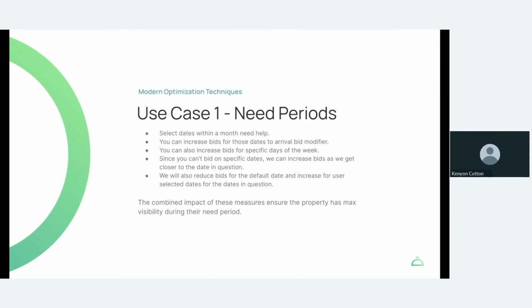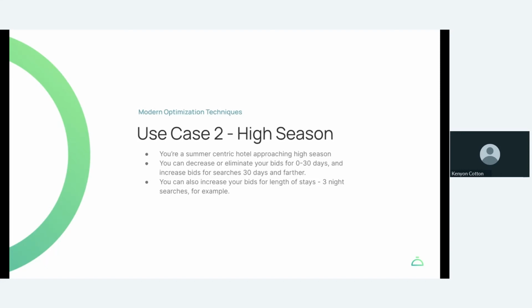Use case number 2, high season. I mentioned this a moment ago. Let's say you're a summer-centric hotel, you're coming into season. You can actually decrease or eliminate your bids for under 30 days. And like I mentioned earlier, increase your bids for 30 days and farther out. And as an example, you could also increase your bids for like 3-night stays, just trying to build a nice solid base of longer stays for a time period after your high season.